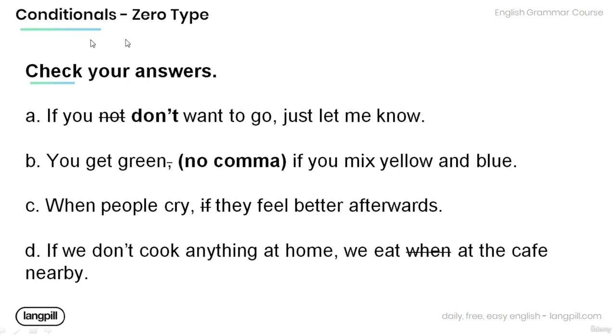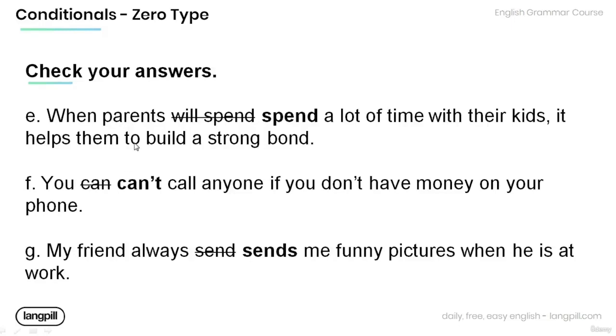And now, let's check your answers. If you don't want to go, just let me know. You get green if you mix yellow and blue. When people cry, they feel better afterwards. If you don't cook anything at home, we eat at the cafe nearby. When parents spend a lot of time with their kids, it helps them to build a strong bond. You can't call anyone if you don't have money on your phone. My friend always sends me funny pictures when he is at work.